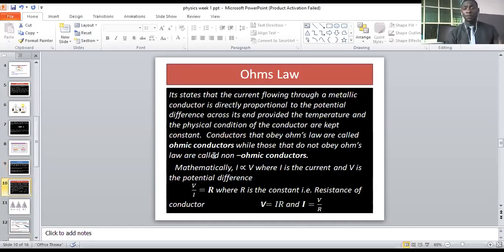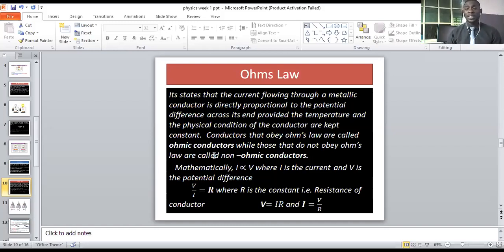This is one of the fundamentals of electricity. Stating Ohm's law, you say that the current flowing through a metallic conductor, and we all know a metallic conductor allows the flow of electric current, is directly proportional to the potential difference.